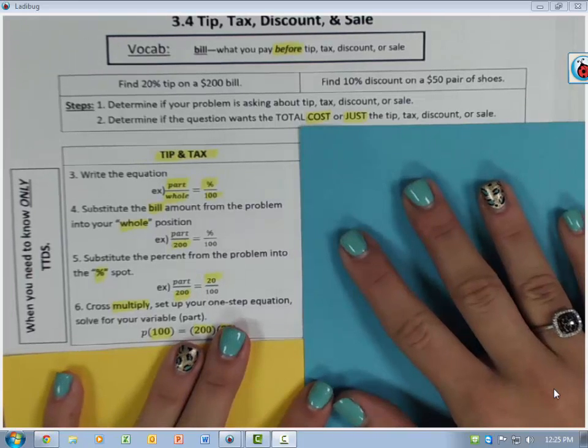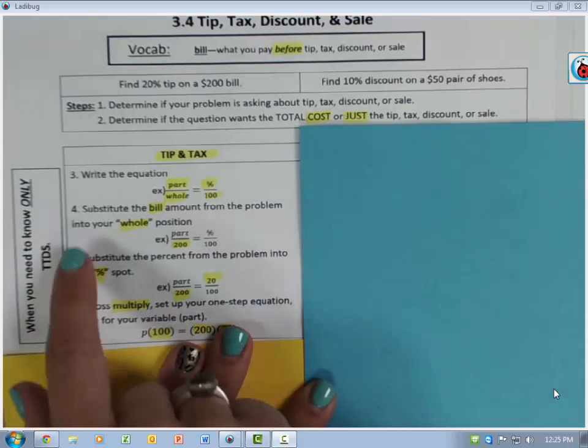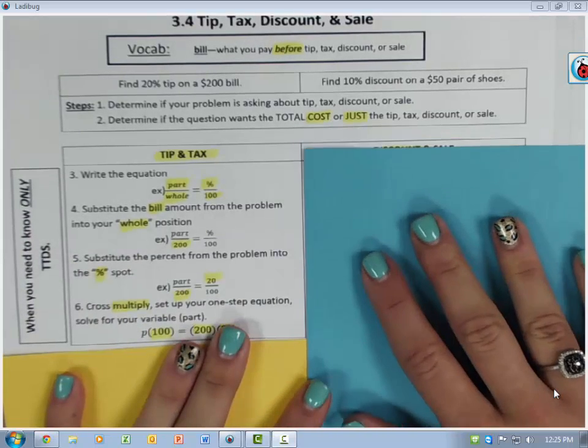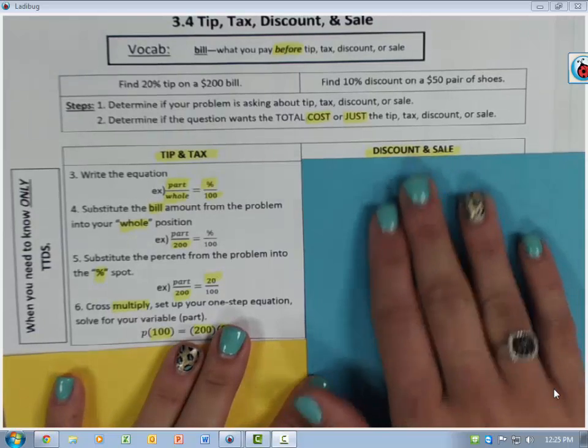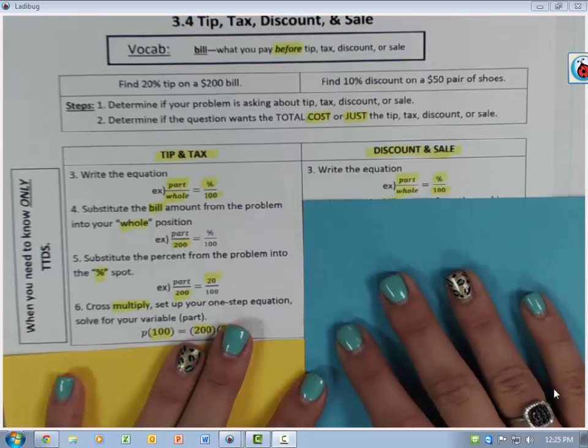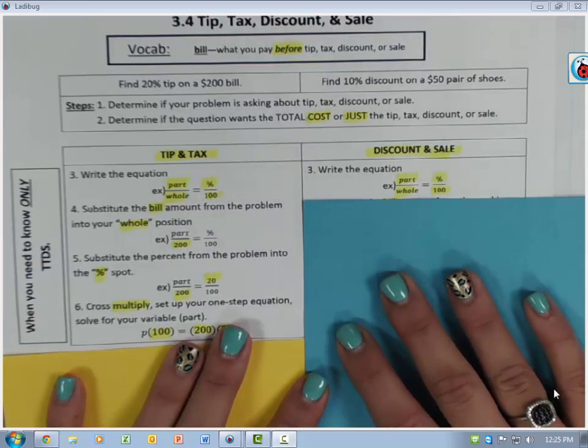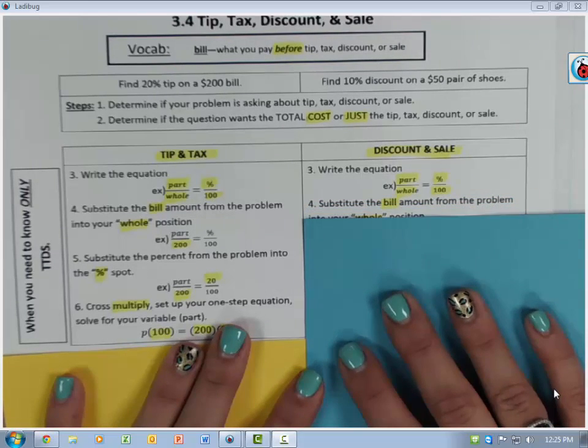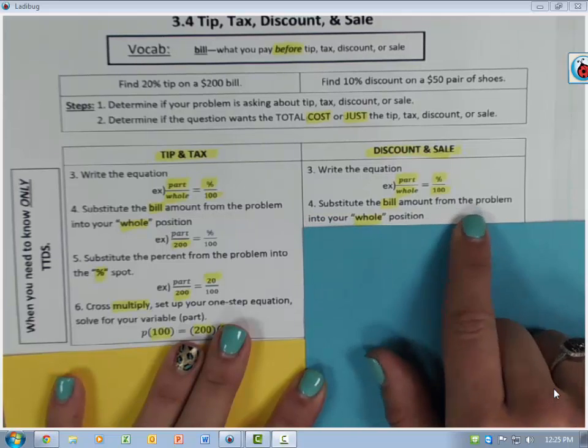Alright, now what happens if it asks you to find only the discount or the sale? Only the second part. When we come over here, you find your discount and your sale side. Same thing, write your equation. Part over whole equals percent over 100, okay? Fourth step is substitute the bill amount from the problem into your whole position.